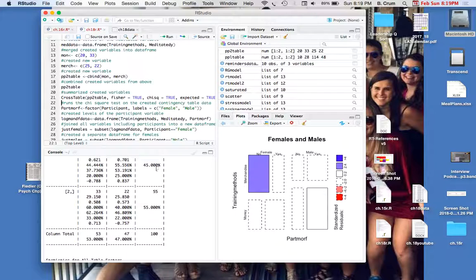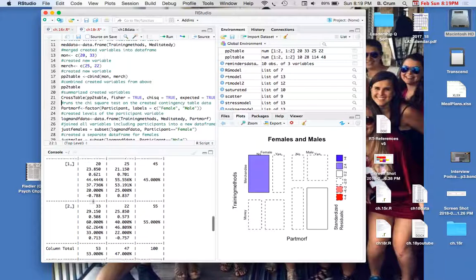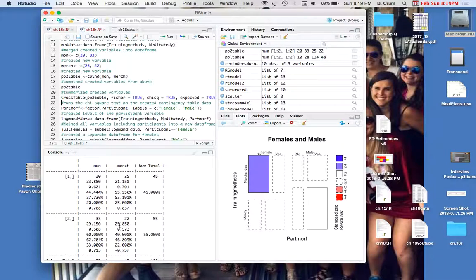45% were not able to meditate at the end, 55% were. In the total of 55% of people who were, 29% were incentivized, given money, and 25 were incentivized, given merchandise. Of the 45 who couldn't, 23 were given money, 23%, or actually 23.8, and 21% were incentivized, given merchandise.